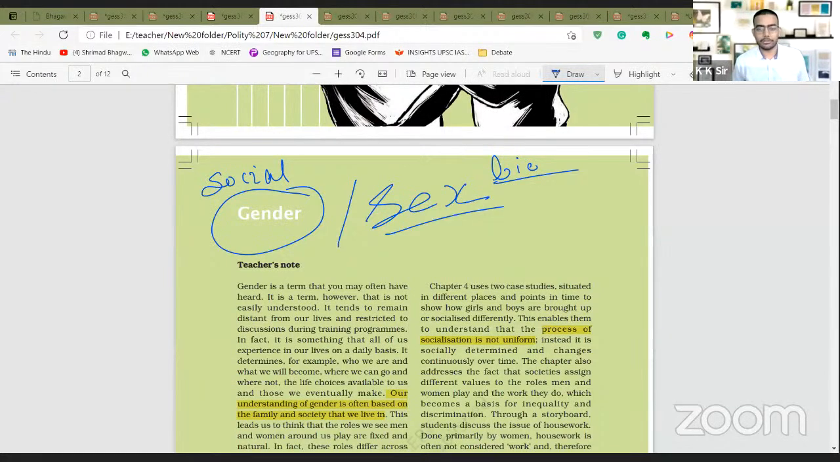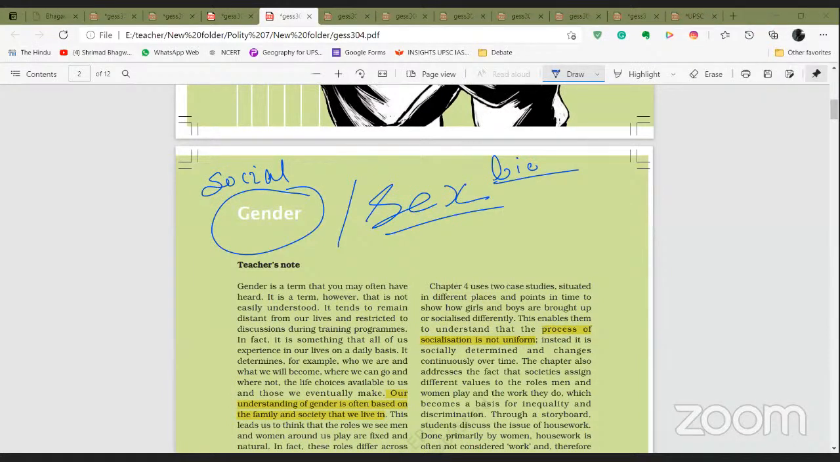I think Monica wants to say something. Let's hear Monica. So sex is determined, or inherited, by birth, and gender is influenced by social and cultural behavioral factors. Right, very good.